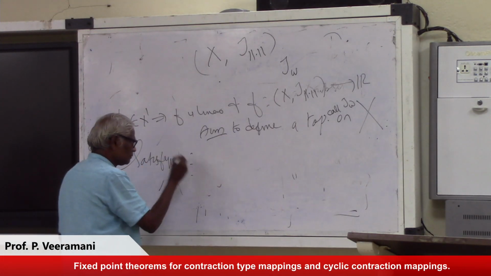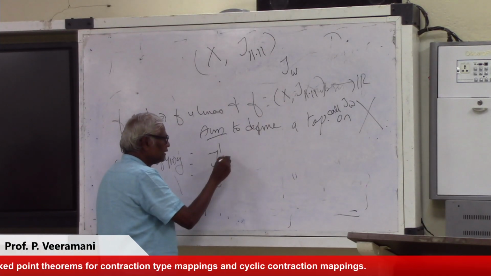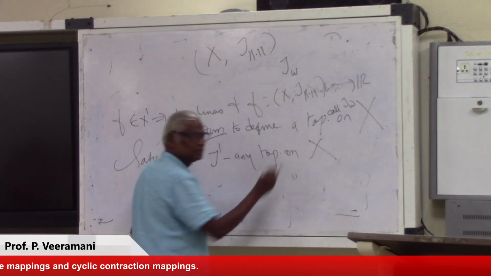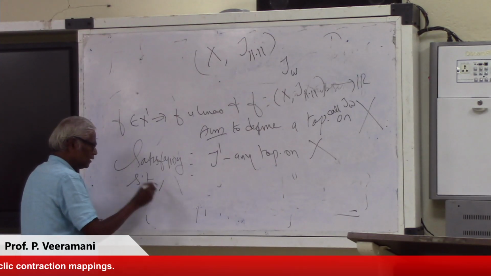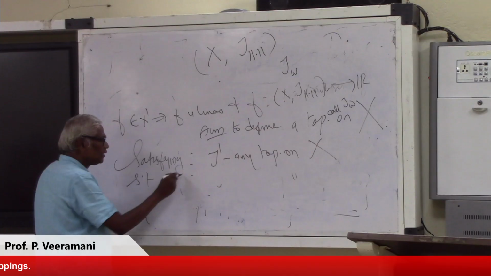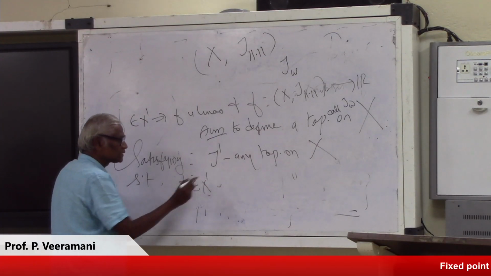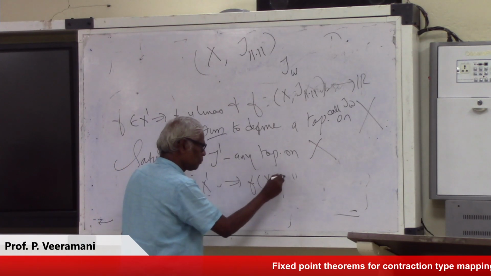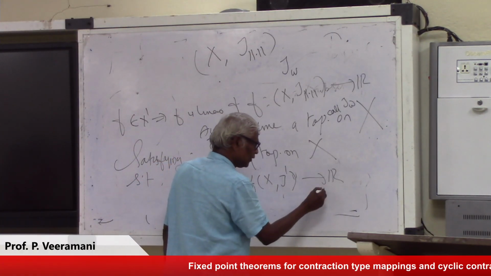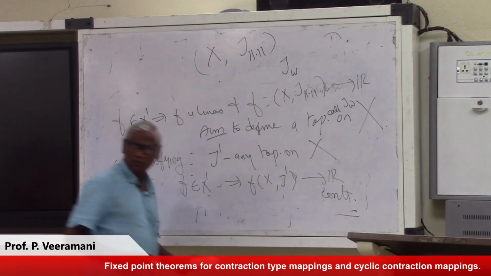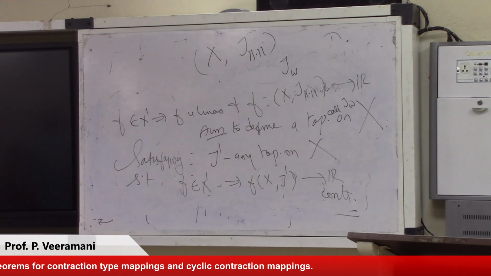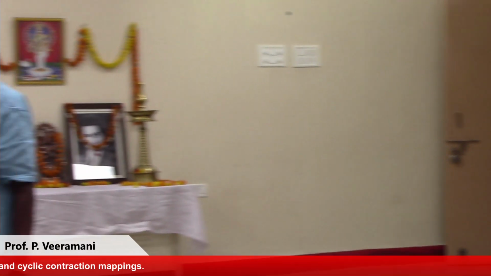It satisfies the following condition. Tau dash is any topology on X such that F belongs to X dash implies F from X with tau prime to R is continuous. Please see this carefully. Given the topology induced by the norm, denoted by tau suffix norm.